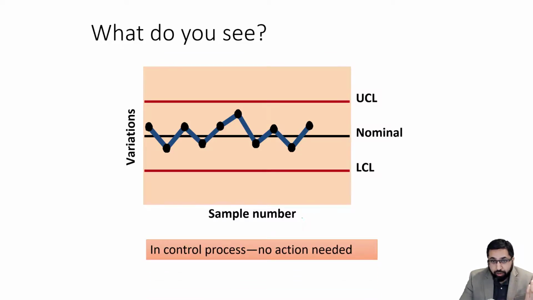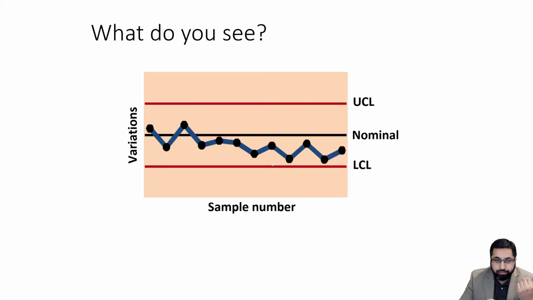In control process, no action needed. We did not count the patterns for the runs, but it kind of looks okay. It doesn't look like it's going up, up, up all the time, like a trend. So it seems random enough, and it's within the control limits, so in control.